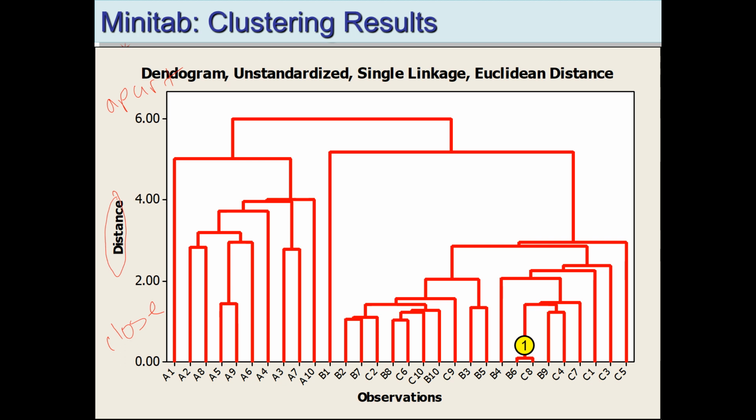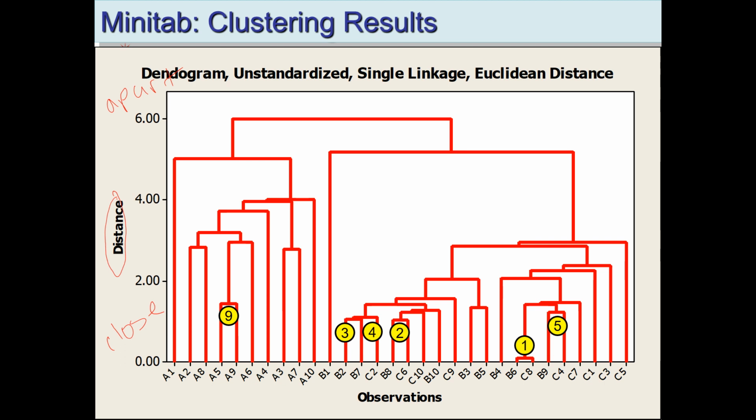Where's the next closest one? You just move up until you see the next horizontal line. Yeah, so from my view, that looks like that one's a little closer. It's B8 and C6, and then B2 and B7, and then it's combined with C2. So you just move up and you see all of these things clustered. Here's a B9 and C4. And this keeps going, and then eventually we get to an A group. A9 and A5 have similar concentrations.